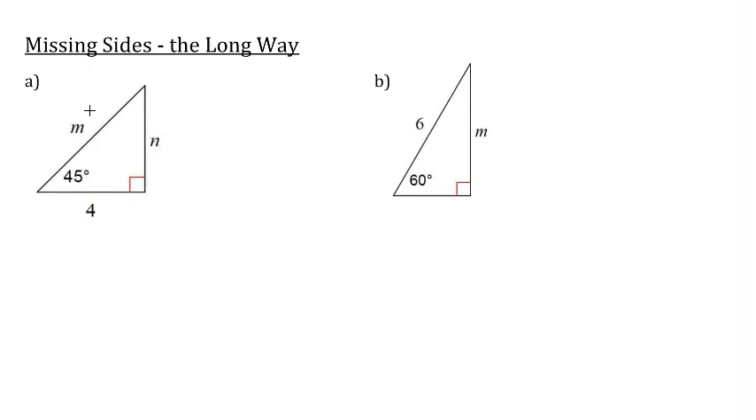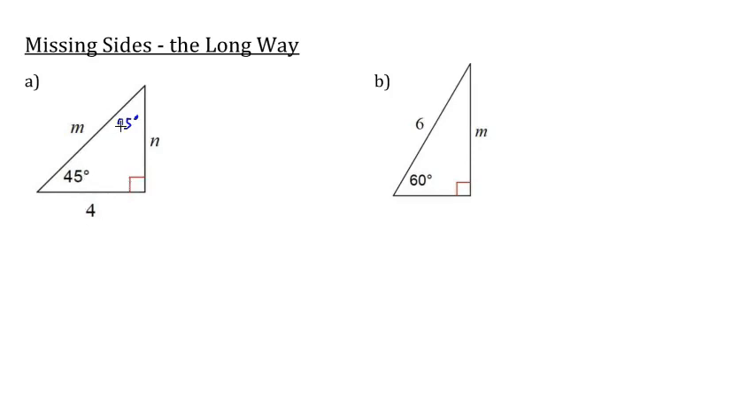Now, bear with me for just a minute or two while we go over how to find the missing sides the long way, because I really want you to see where these shortcuts come from. It's not just some magic trick. Right, here we have a 45, 45, 90 right triangle. Now we know this third angle is 45 degrees because the angles in a triangle have to add up to 180, so that's how it works out here.